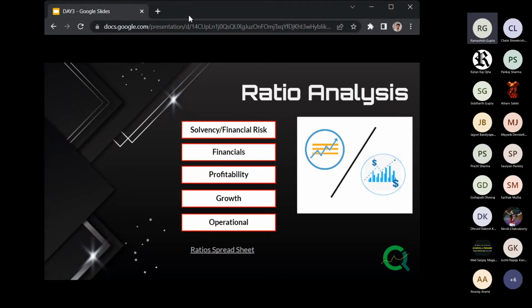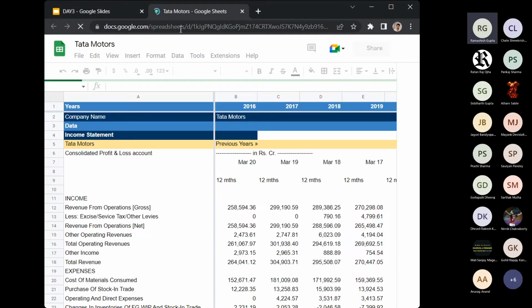So first is solvency or financial risk ratios, and that deals with how risky the investment is. Then there are financial, profitability, growth, and operational ratios. Before I get started, I'll share this spreadsheet with you so that you can follow along.